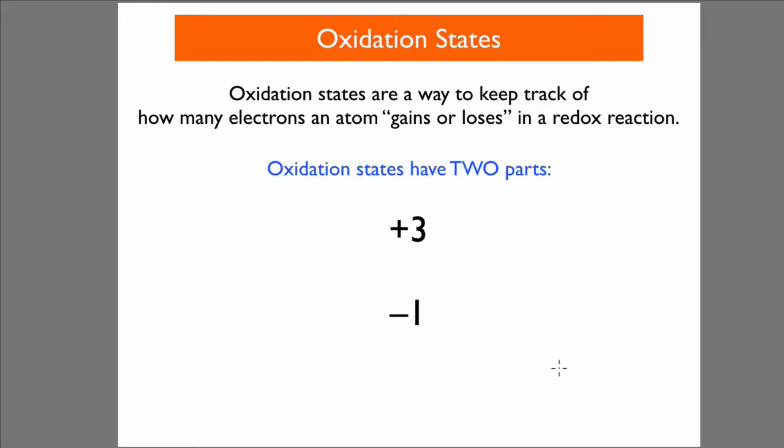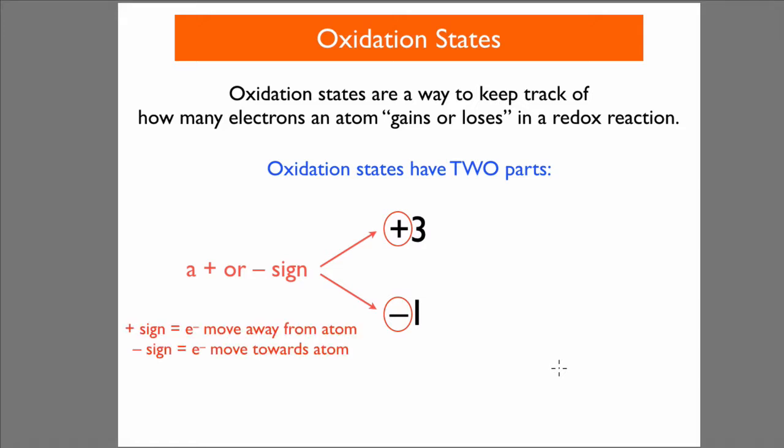Oxidation states are a way to keep track of how many electrons an atom gains or loses in a redox reaction. Oxidation states have two parts. They've got a plus or a minus sign. The plus sign is when the electron moves away from an atom. Minus sign, electrons move towards the atom. They also have a number. So a plus or minus sign and a number. The number is the number of electrons they've moved.